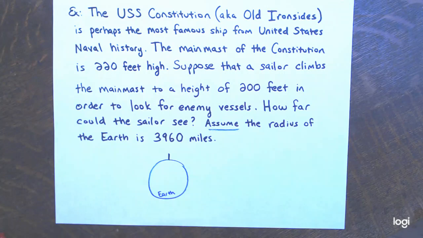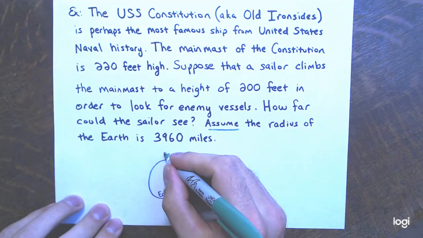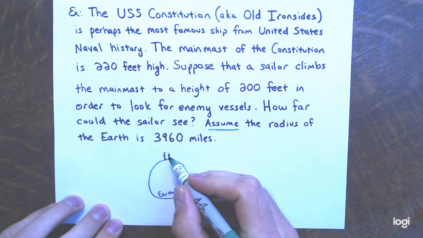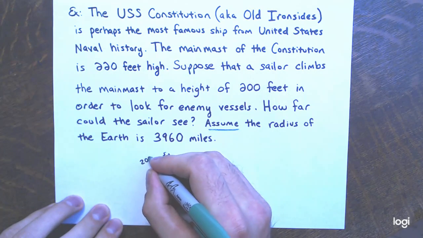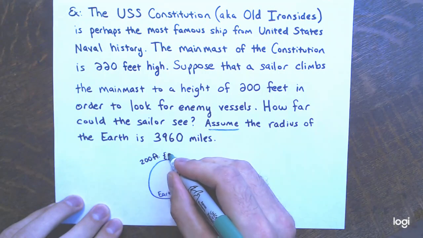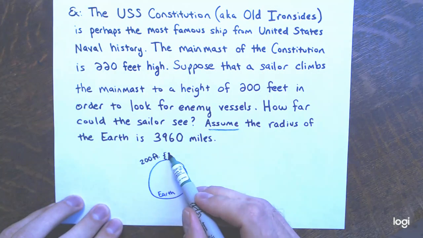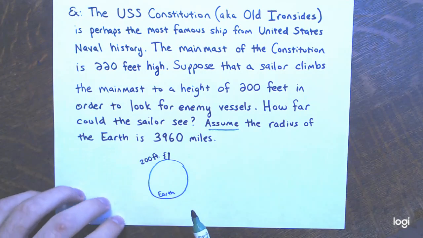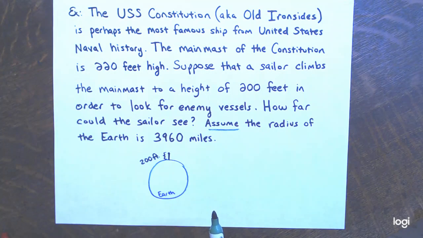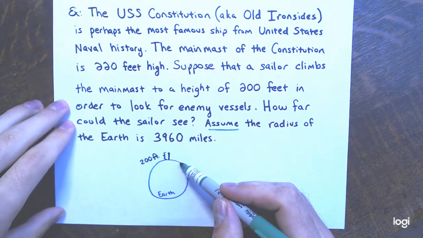And they're saying the sailor climbs up 200 feet. So this little distance I just drew here, let's say that's 200 feet. Here's the sailor at the top, and he looks out. Now, when you look out, the farthest you can see is to the horizon. No matter how high you are, the farthest you can see is to the horizon, and that's where the Earth starts curving away from you.